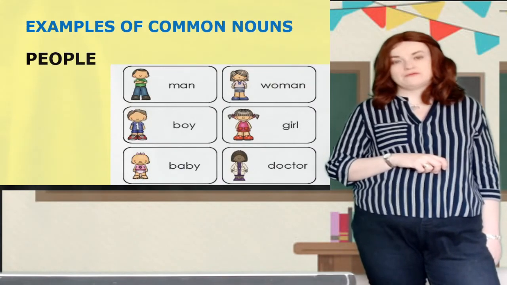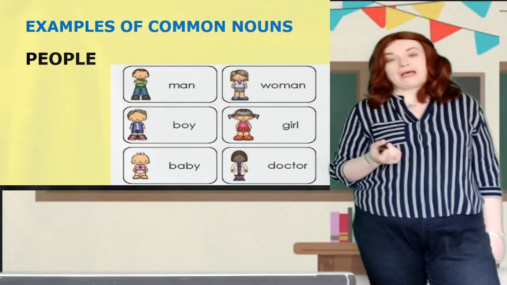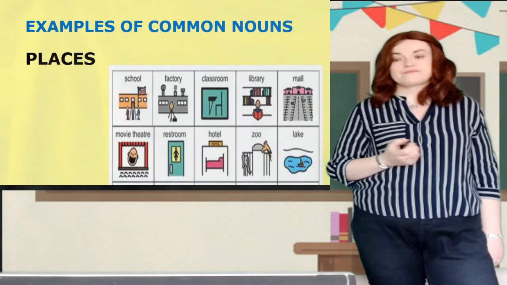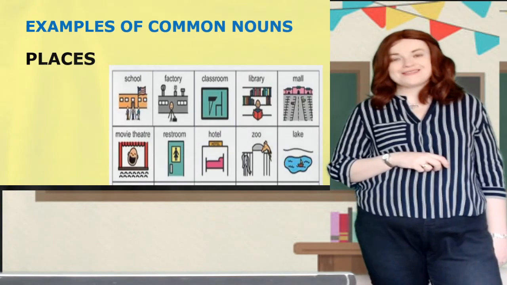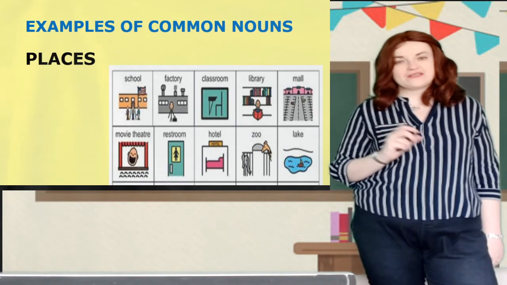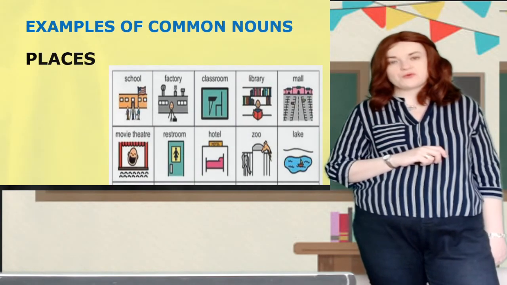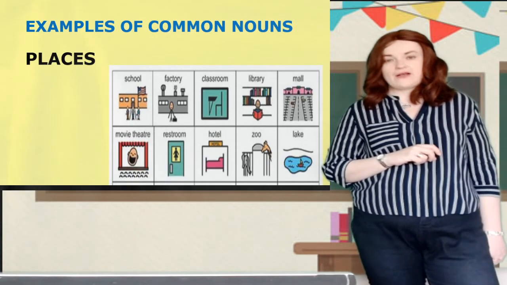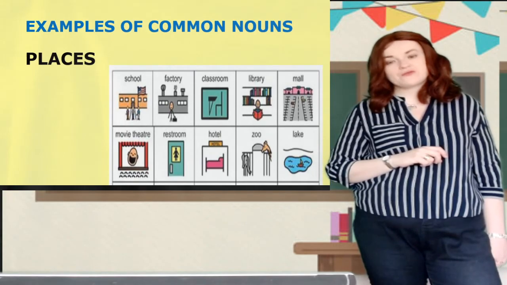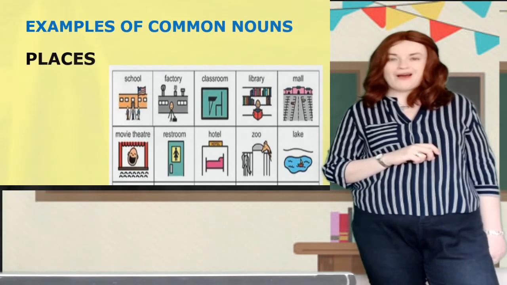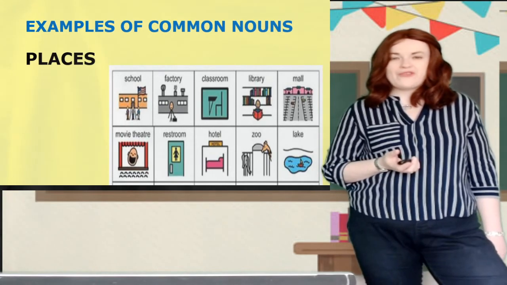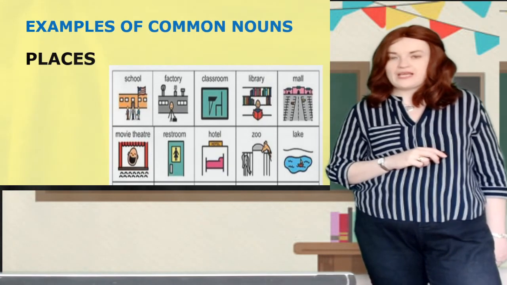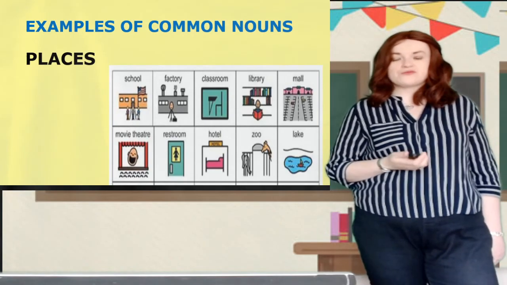So people: man, woman, boy, girl, baby, doctor. Common noun places are things like, now I did steal this from an American website, so excuse one or two of them: school, factory, classroom, oh, how we miss those. Library, mall, shopping mall, movie theatre, otherwise known as a cinema, a restroom, aka toilet, hotel, zoo, lake.